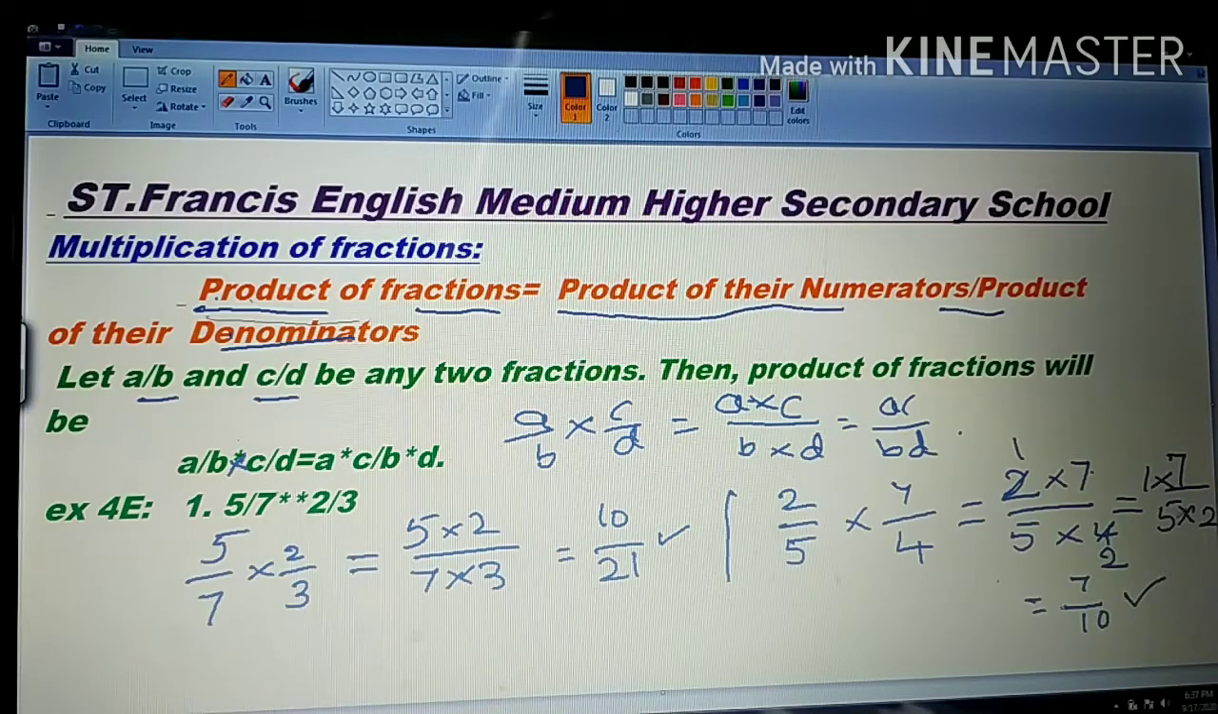So like that you have to do it. If you can cancel any terms, you can cancel them. After that, write down as it is. After that, do the calculation. So product of fractions means just multiply the numerators and multiply the denominators. Like this you have to find the product of fractions. Now we will see how to do divisions.